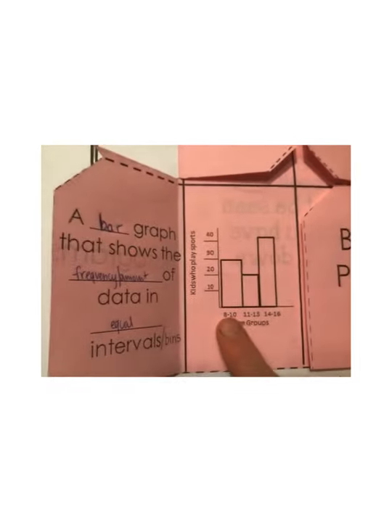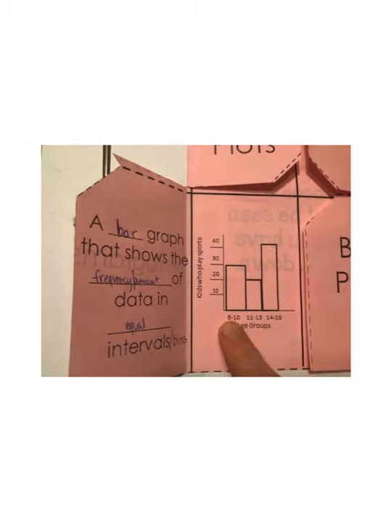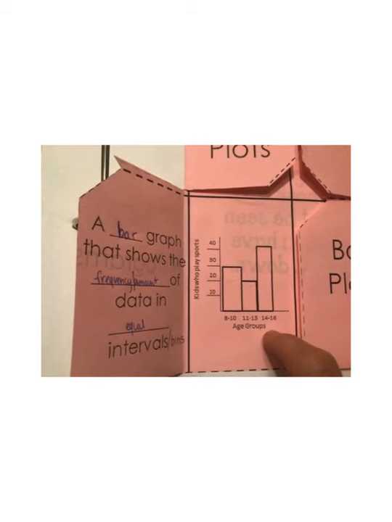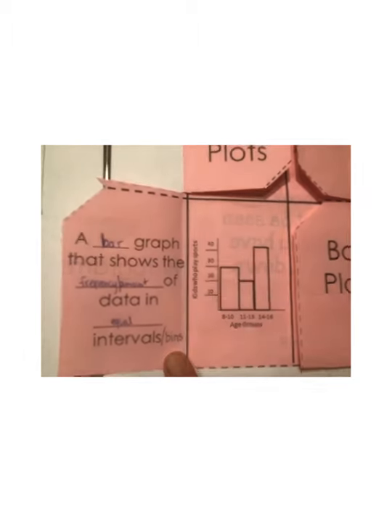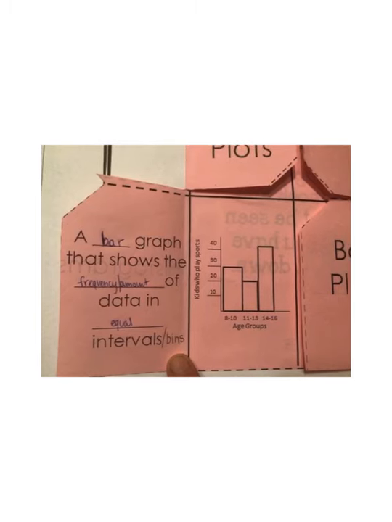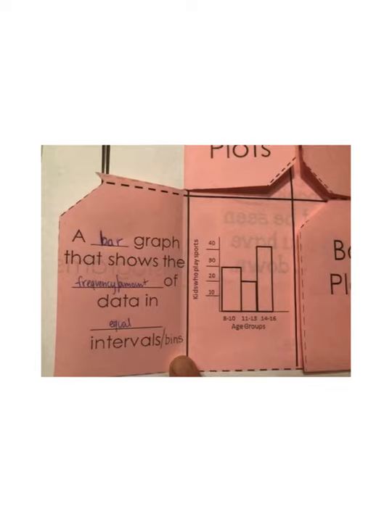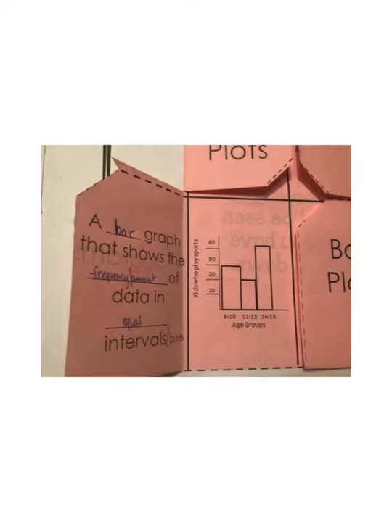So instead of showing all the 8-year-olds and the 9-year-olds and the 10-year-olds as 3 separate columns, and then the 11-year-olds and the 12-year-olds and the 13-year-olds as 3 more columns, and the 14, 15, and 16-year-olds as 3 separate columns, instead they put them into groups. So go ahead and write those down. It's a bar graph, but it's a special type of bar graph that shows the frequency or the amount of data in equal intervals and bins. So they group things together instead of having each age group separately.